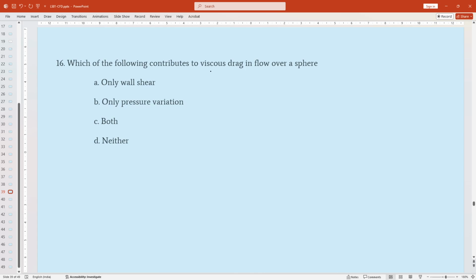Which of the following contributes to the viscous drag in a flow over a sphere? So which of the following factors influence the viscous drag in a flow over the sphere? Option A, only wall shear. Option B, only pressure variation. Option C, both. Option D, neither. So we have a sphere and flow is happening over it. So which of the following elements or terms will contribute to the viscous drag over the sphere in such a scenario. Only wall shear stress, or only pressure variation, or both of them, or none of them.